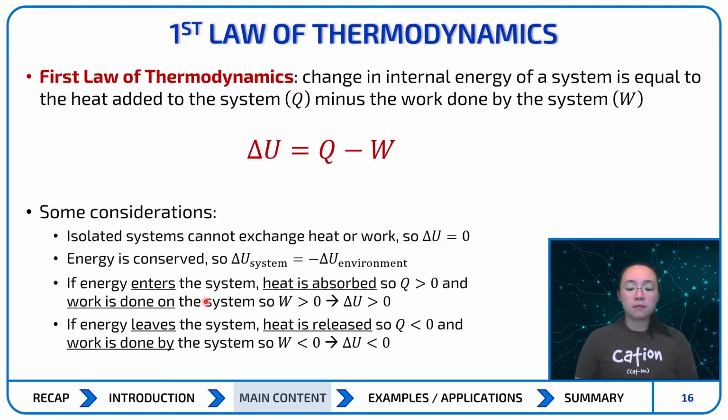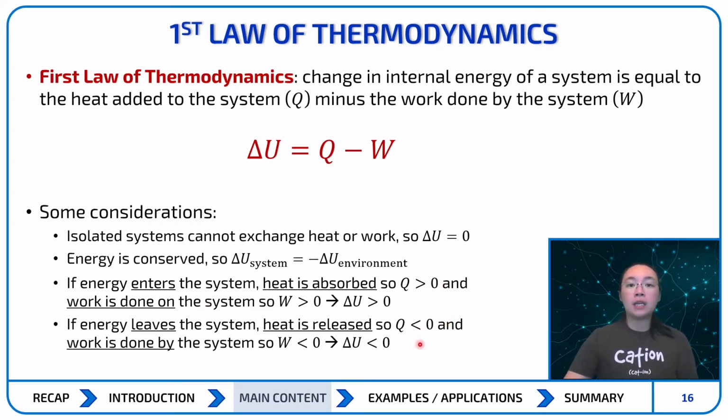Now, because energy is conserved, if there is a change in the internal energy within your system, it means that energy must also be reciprocated by the environment. So it has to be that the change in energy in the system is equal to and opposite to the change in energy in the environment. So these two are very important to know.